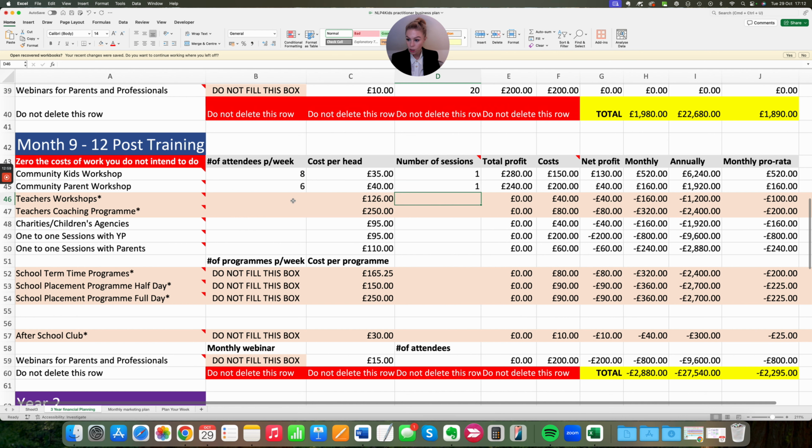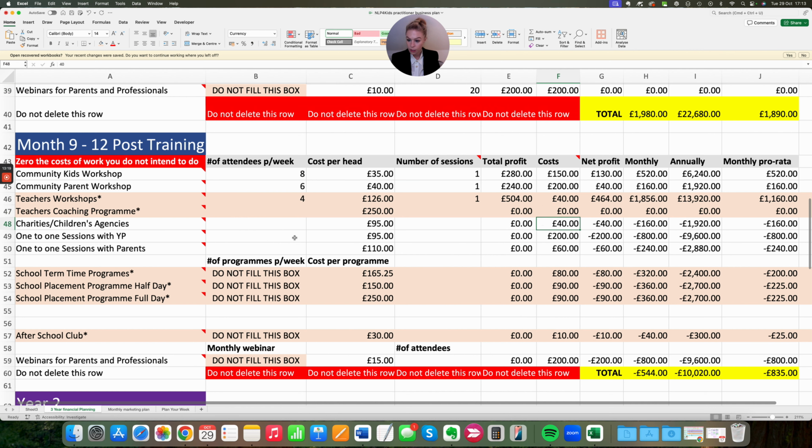Teacher workshops. Let's say we're going to do a teacher workshop with 4 teachers there. Does that work? Let's see. That's made us a little bit of profit, so that's okay. We'll still say no to teacher coaching programs. Let's pop that to 0.